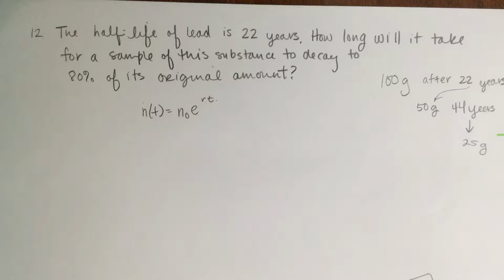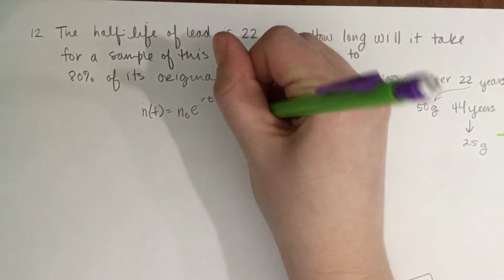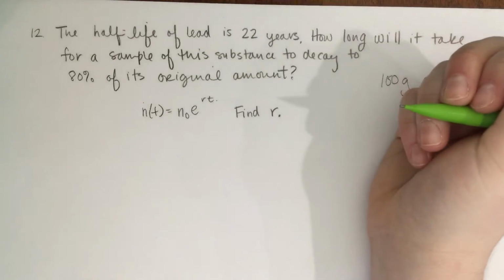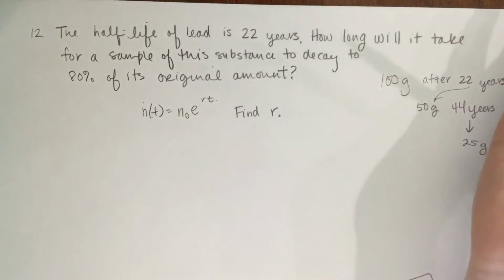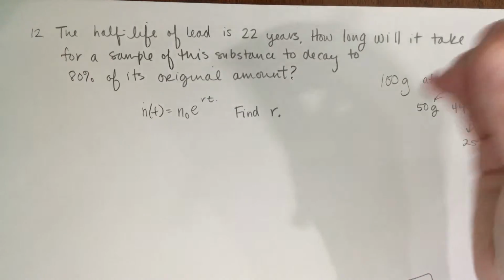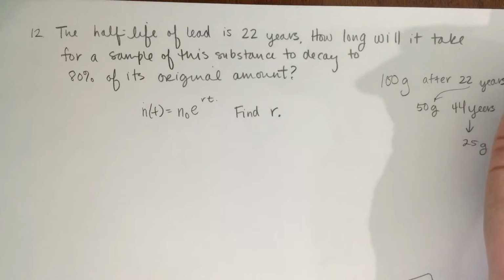So this question now has given us what the half-life of a substance is. And it has asked us how long it will take for the substance to decay to 80% of its original amount. Now, in order for us to do this problem, we actually have to find our decay rate. Because it's not half. We just know that the end result of it is going to be, after 22 years, we would have half of the amount.